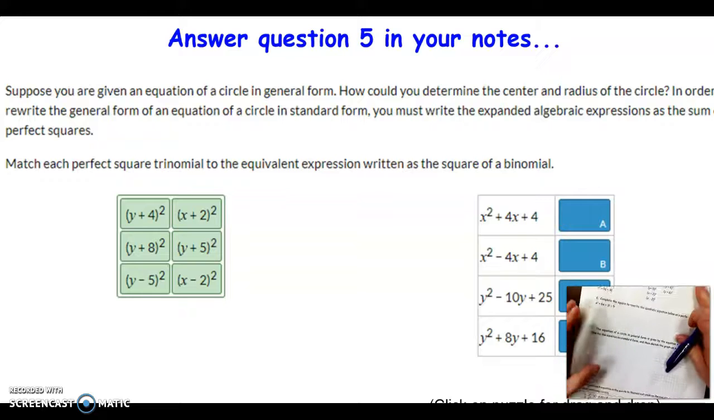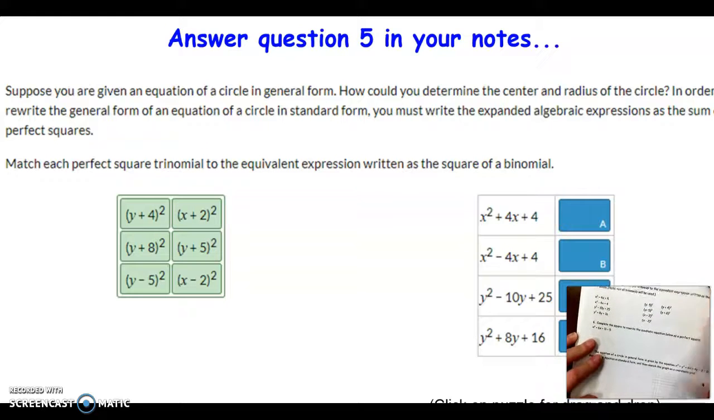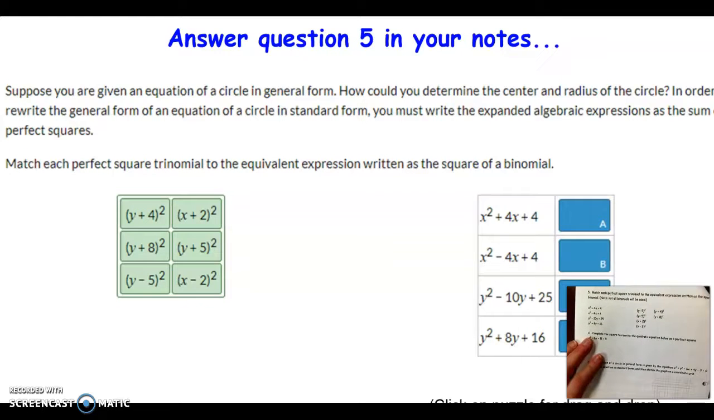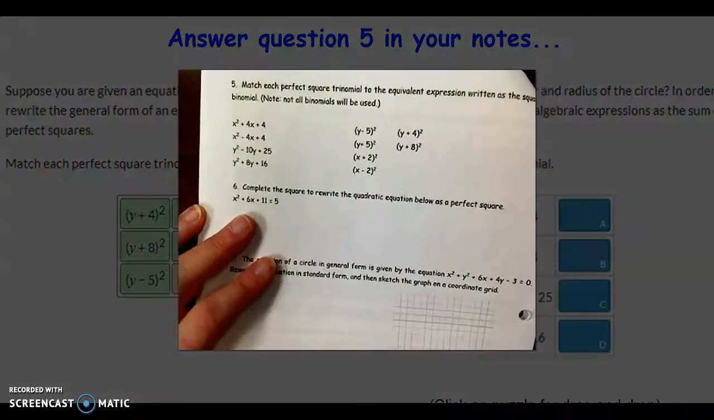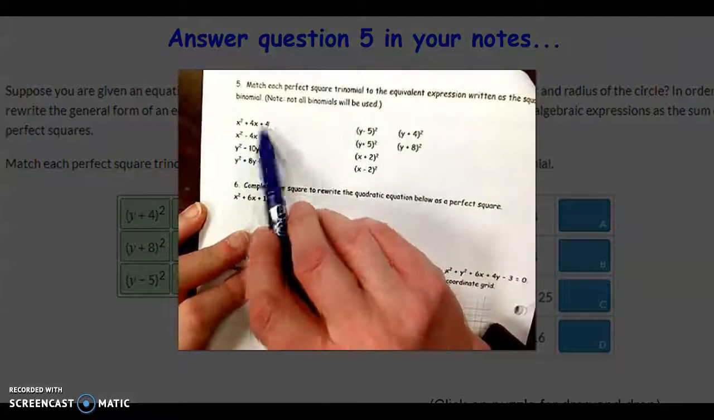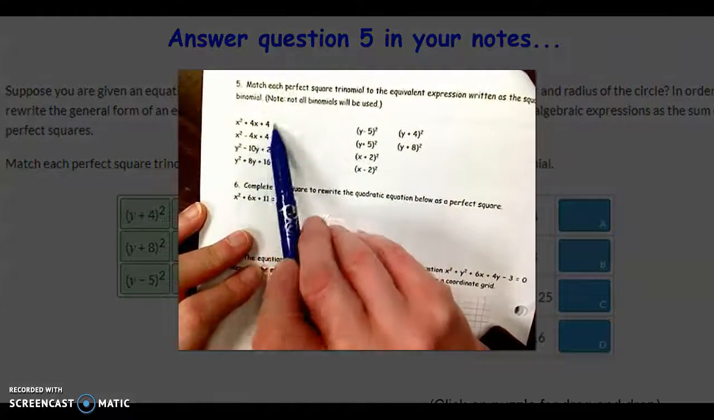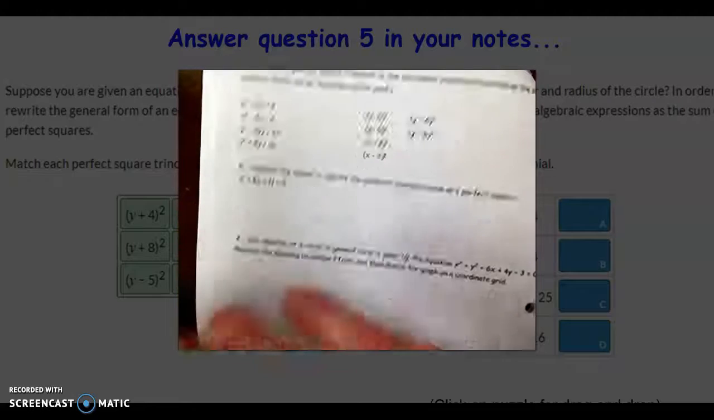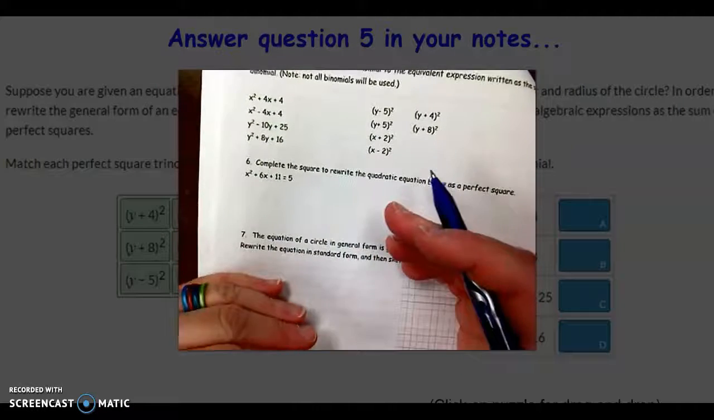So it says match each perfect square trinomial to the equivalent expression written as a square of a binomial. So a perfect square trinomial is simply a 3-termed polynomial. That's what trinomial means. It's 3 terms. And so you can see all of these are 3 terms, so they're all trinomials. These are perfect square trinomials because when you factor them, you get the same binomial times itself.